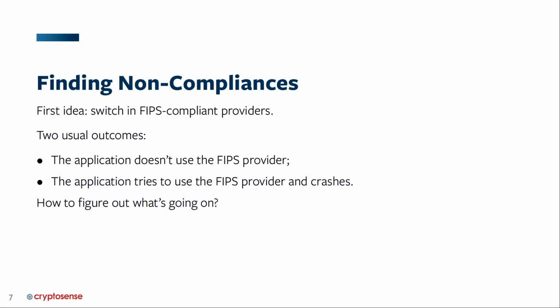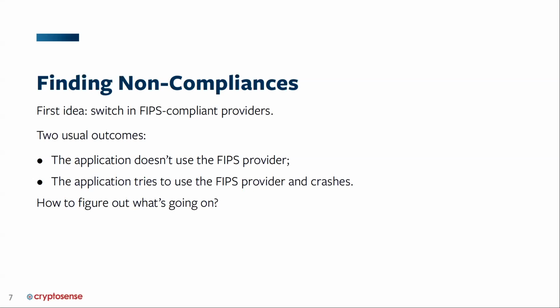You switch that in and reconfigure the providers, and we'll look at how that happens in just a second. There are typically two things that then happen. Either the application still runs, but it's not actually using the FIPS provider, it's still using one of the old providers, in which case this won't pass the audit because you need to execute that cryptography within a FIPS certified module. You can't just say, well, I'm using something which is compliant.